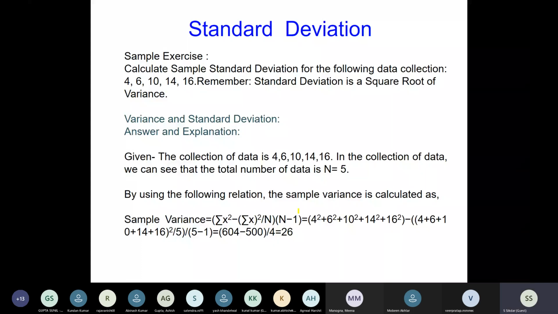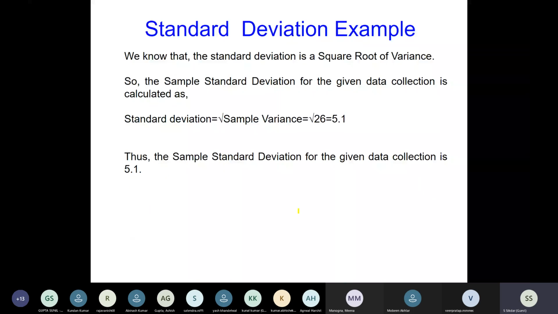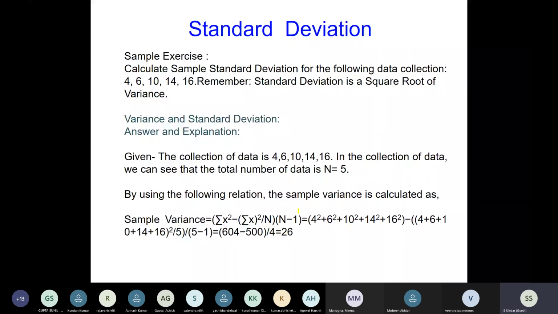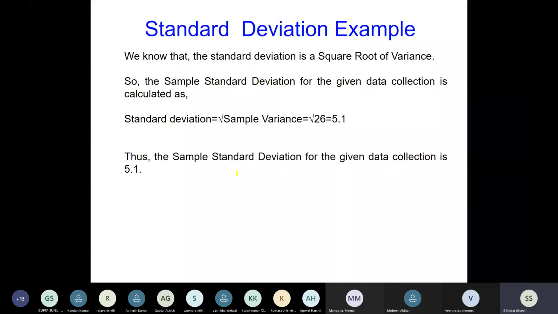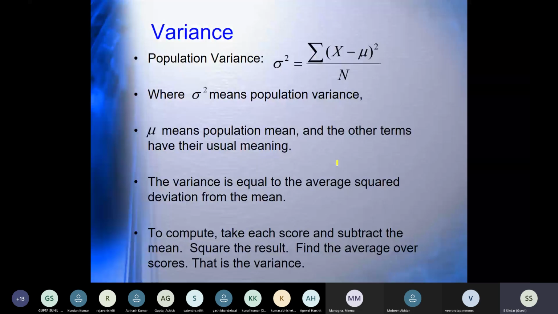So you come up from here with 26 and 5, and the standard deviation is the square root of the sample variance. So that becomes 5.1. Now, as I said, the variance is nothing but the square of the standard deviation. So population variance is just sigma square, not the sigma value, and it is x minus mu, whereas mu is the population mean.